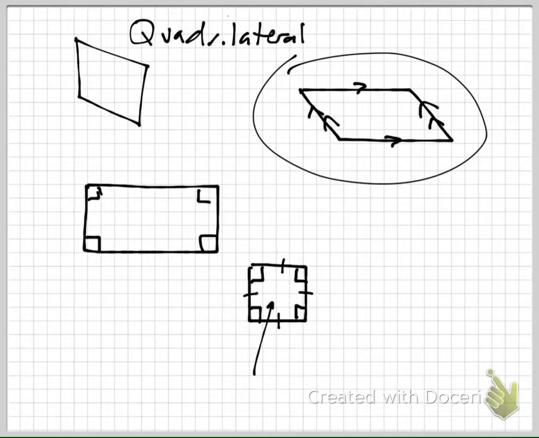There's another thing you got to be careful of, and that is this. What if I did this? What makes this a square? Four right angles. Equal sides and 90 degrees. Four equal sides and four right angles.